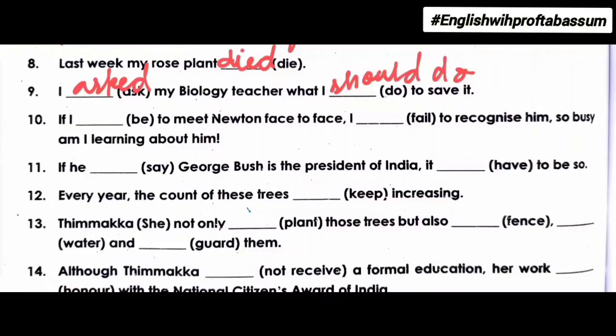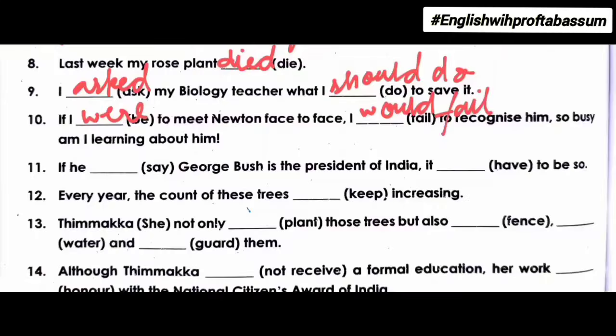So if I were... Now the second dash, this answer should be the result part of the second conditional. So in this case, we have to use would plus base form of the verb. The base form given in the bracket is fail. So the answer is would fail. If I were you to meet Newton face to face, I would fail to recognize him.